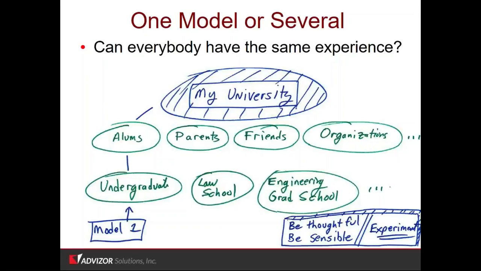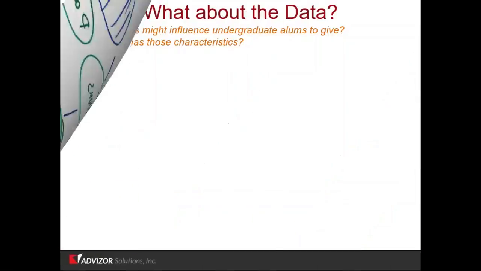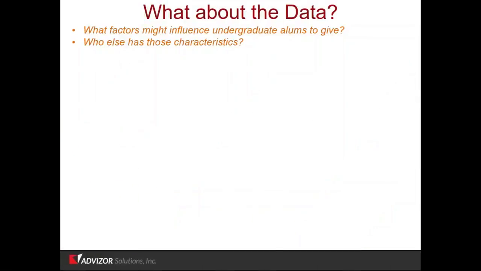And we've seen people get this all entangled, and it's my university, but it's actually not. You have different groups underneath it. And the key question is, if the people can't have the same experience, they can't be in the same model because you're going to overweight one and underweight the other. And this is not hard stuff, but it's well worth doing the thought process up front before you get too far into it. The next question is, what about the data?